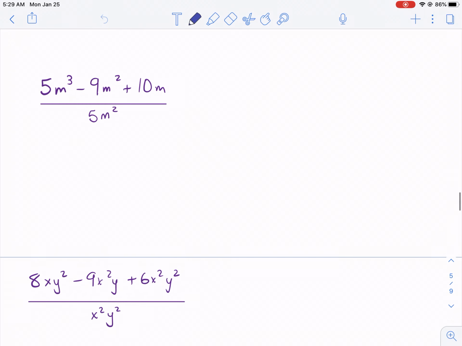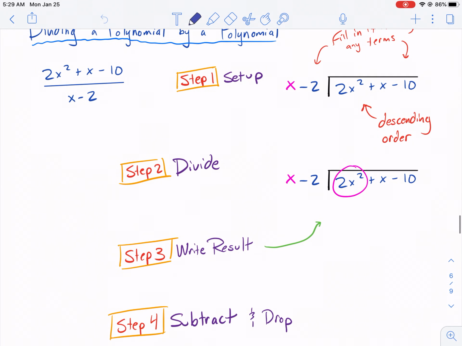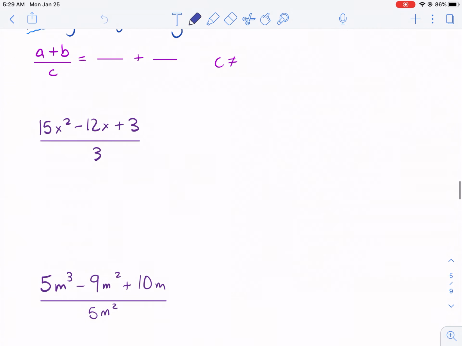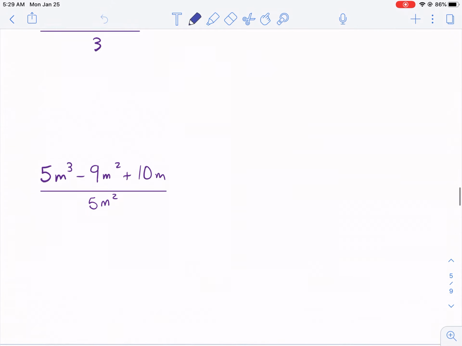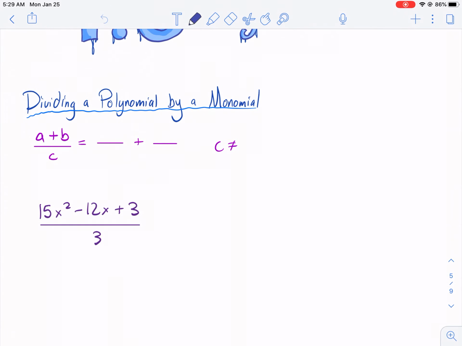In this video, in part 2, we're going to get into a little tougher, dividing a polynomial by a polynomial. So if you're interested in that and you understand this process, that's fine. Skip ahead to part 2, but this is going to be the introduction. So, dividing a polynomial by a monomial.